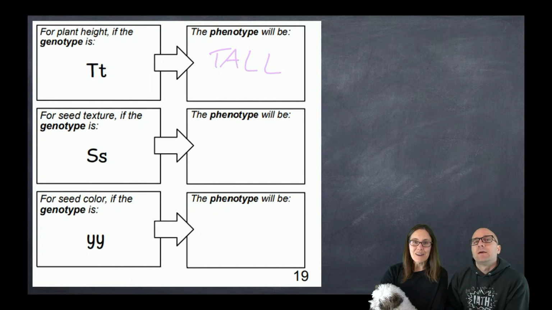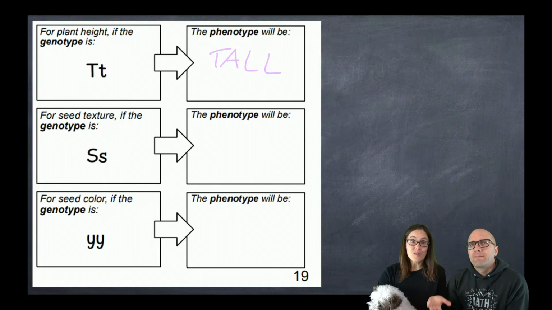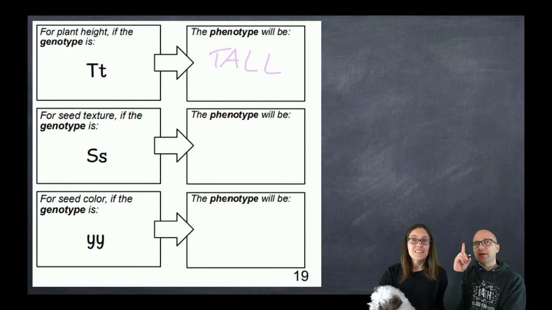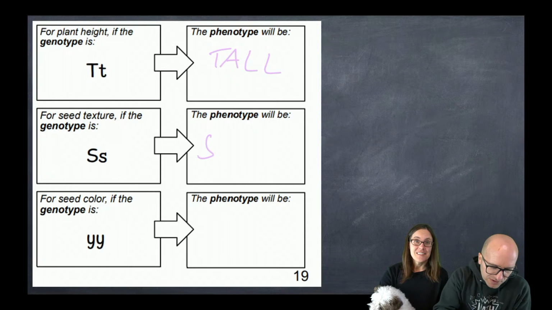That's exactly right. And if for seed texture, our genotype is capital S, lowercase s, will the seeds be wrinkled or smooth? Okay, so capital S is going to win once again. And it was smooth. Is that what capital S stood for? That's right. It was smooth.